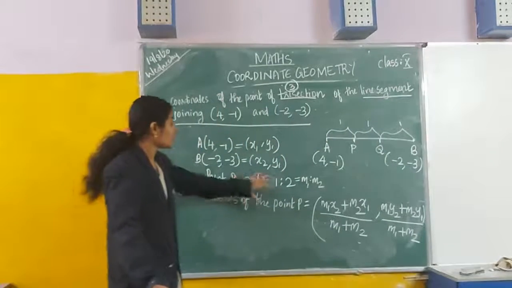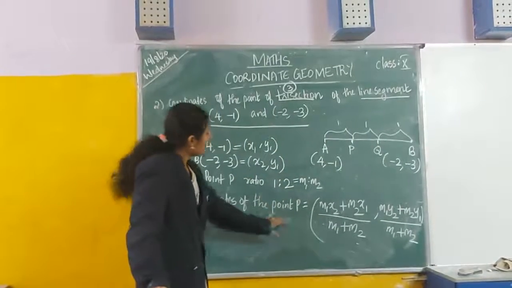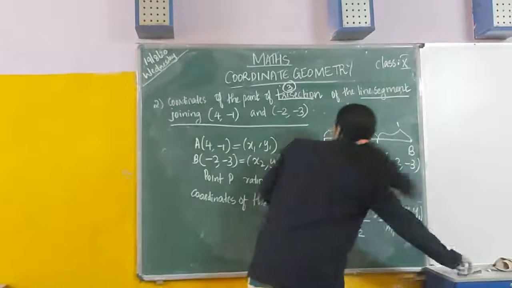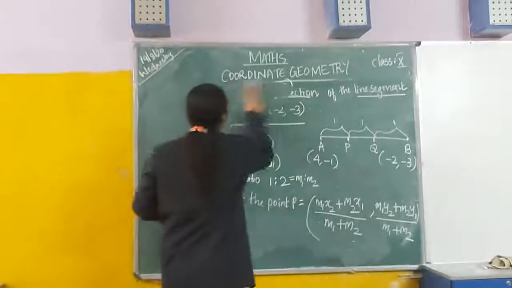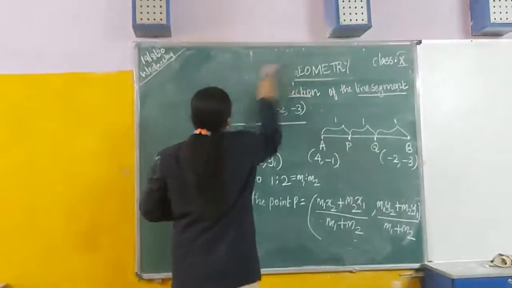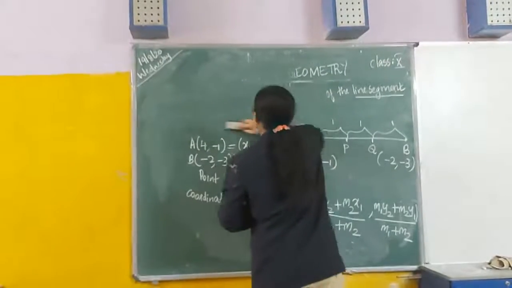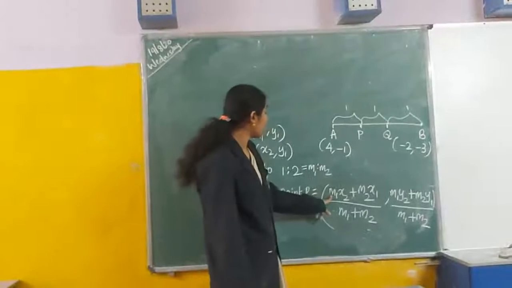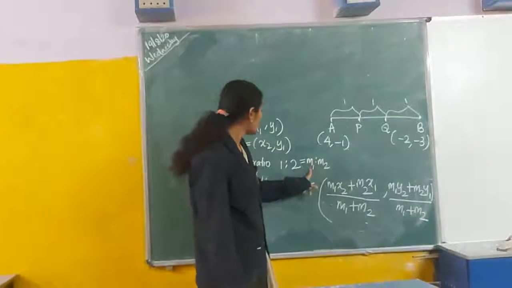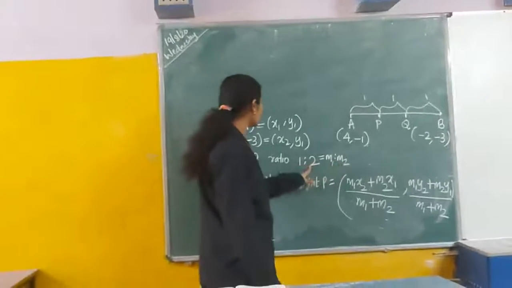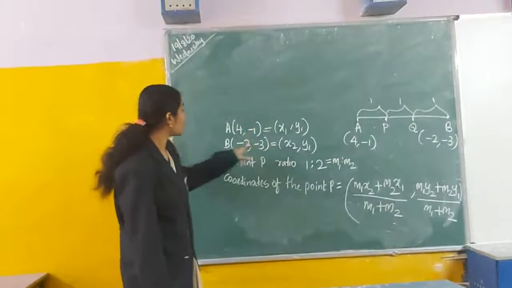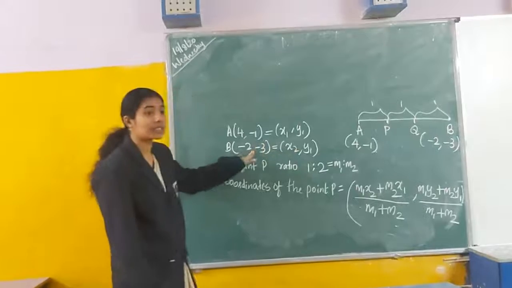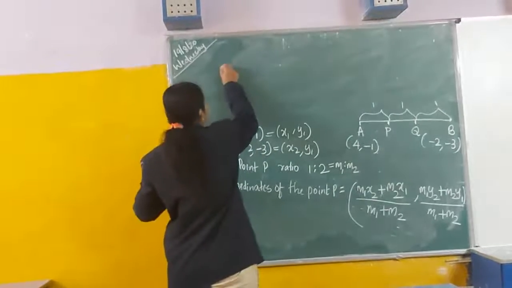Next, what you should do? Substitute all the values in this given formula. Substituting all the values, what will be m1? m1 is 1, m2 is 2, x1 is 4, y1 is minus 1, x2 is minus 2, y2 is minus 3. Substitute all the values. What do you get?